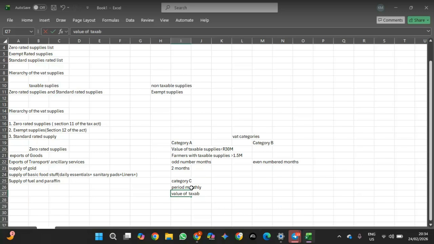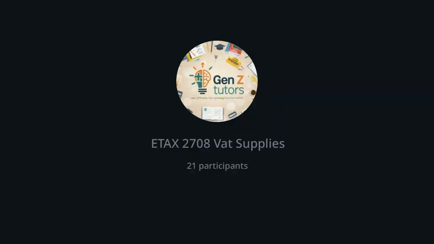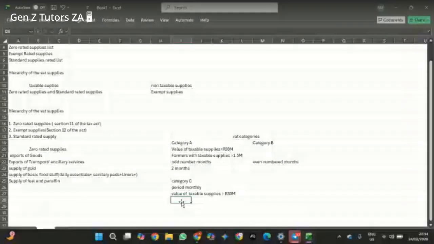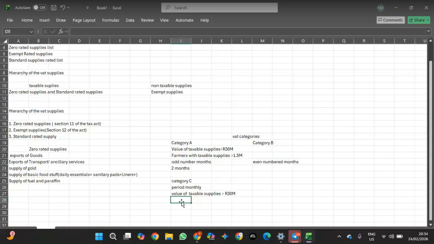Supplies greater than 30 million, right? And then that part, and then period monthly, or other situations would be if now you are non-compliant, and they put you in here so that they are strict on you, so that you are forced to actually do your paperwork more frequently and to be compliant, right?